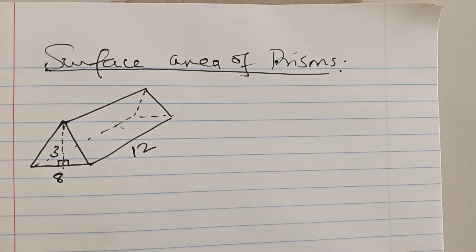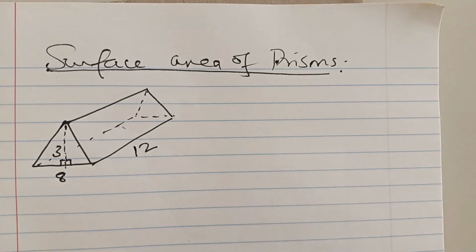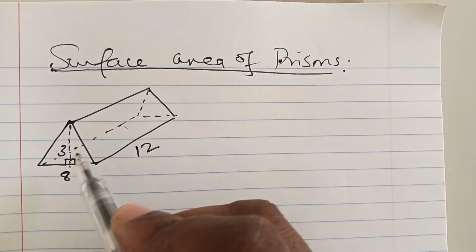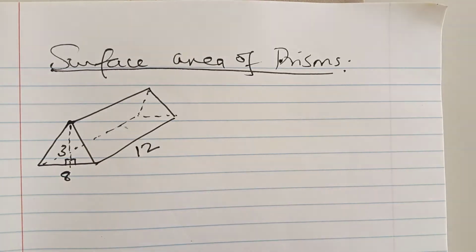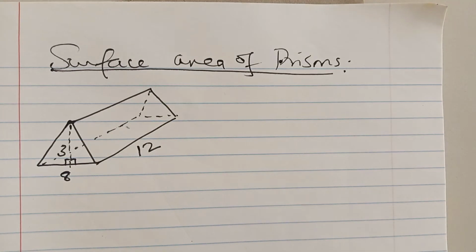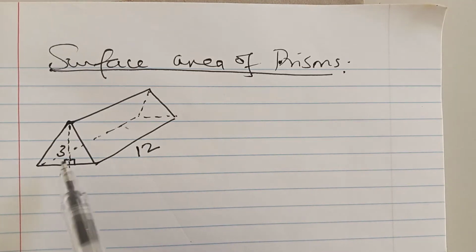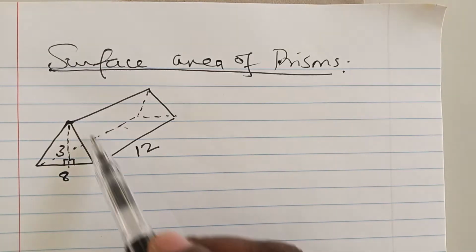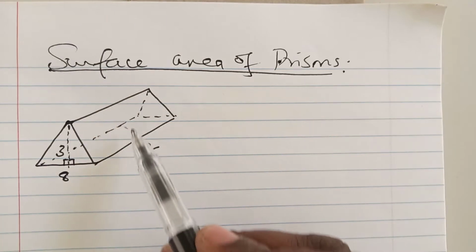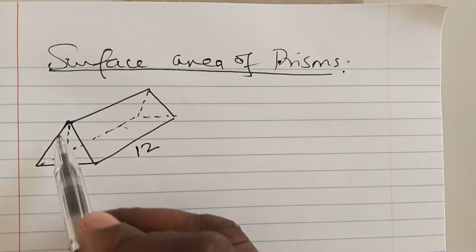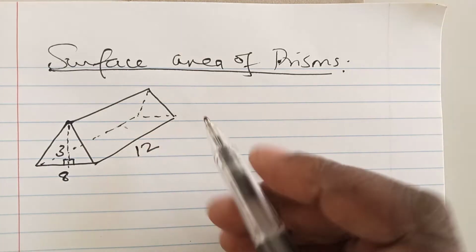And in this video, I want us to learn how to get the surface area of prisms. And we are going to start with a triangular prism. As we understood, a prism is a solid that has a cross-section. This triangular face is a cross-section, meaning that if you keep cutting along this line, you will maintain the same shape till the end. So this is the cross-section face, and this is the height.